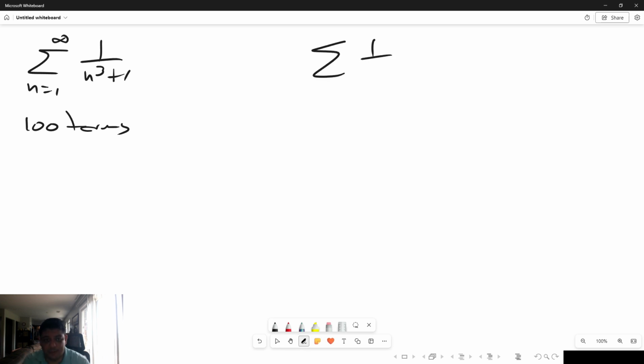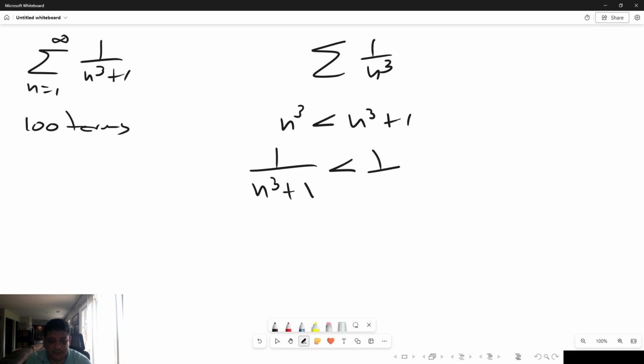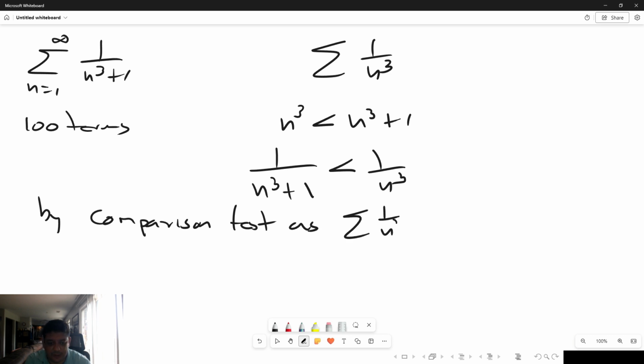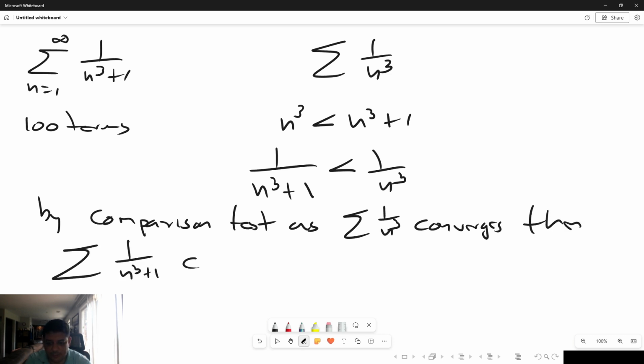So clearly I can compare, now probably you're not surprised, with 1 over n cubed, since n cubed plus 1 is bigger than n cubed. That means that 1 over n cubed plus 1 is less than 1 over n cubed. And so because of that, I can use the comparison test: as 1 over n cubed converges, then 1 over n cubed plus 1 converges.